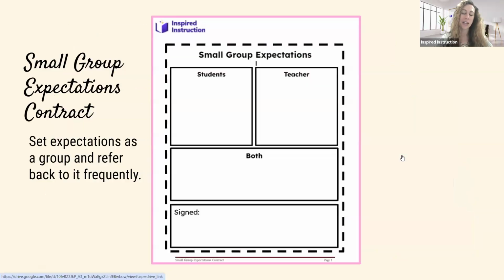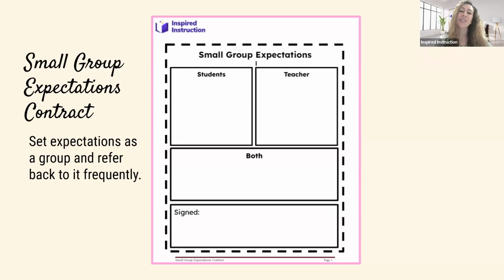All right. So we spoke a little bit about setting expectations and asking students to come up with some of their own ideas for what is acceptable in centers or in small group instruction. One tool that you can use is this small group expectations contract. At the end of today's webinar, I've put together a resource sheet that will include everything that I'm sharing with you today. So you'll have access to print and use any of the resources that I discuss. And this is the first of a few.